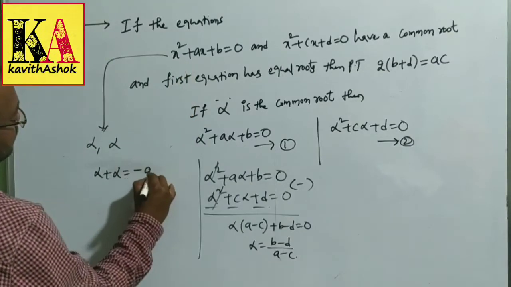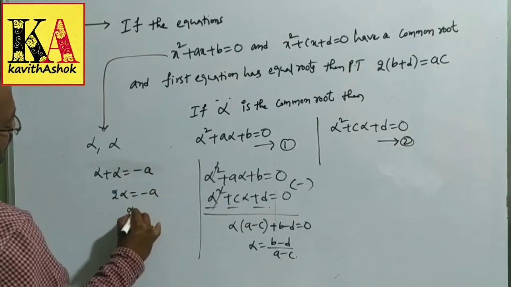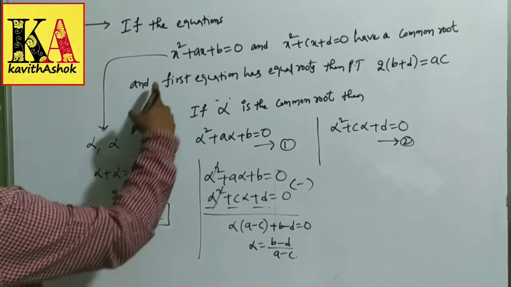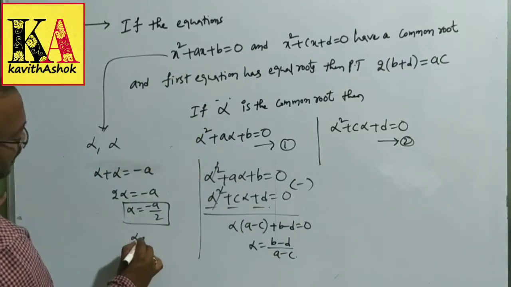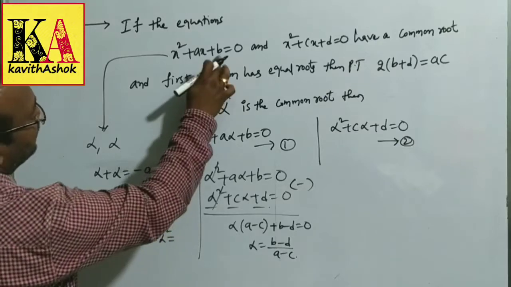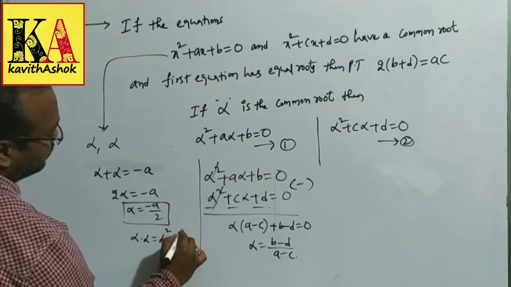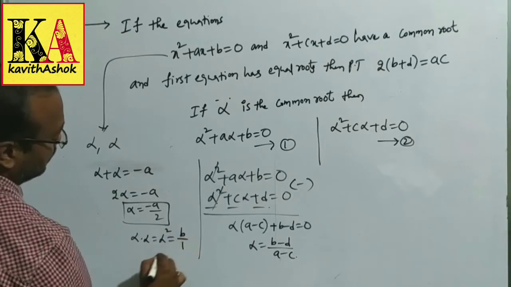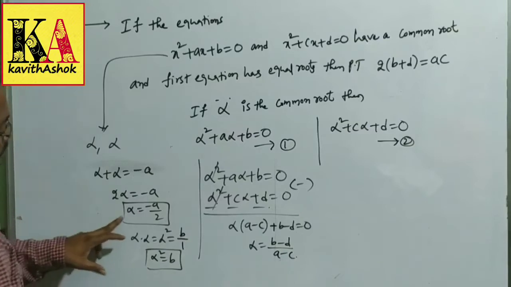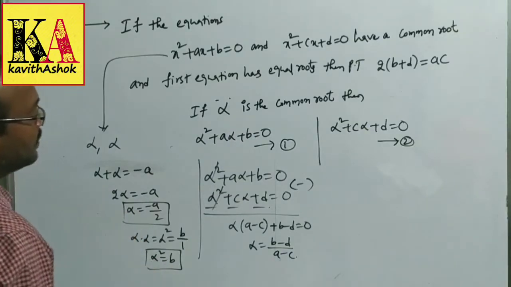This is minus a. Means 2 alpha is equal to minus a, then alpha is equal to minus a by 2. Next, product of roots means alpha into alpha, alpha square, is equal to c by a. C by a, in the sense here, in the place of c, b is there, and a is 1. So c by a means b by 1, then alpha square will be b. Alpha will be minus a by 2 and alpha square will be b, right?